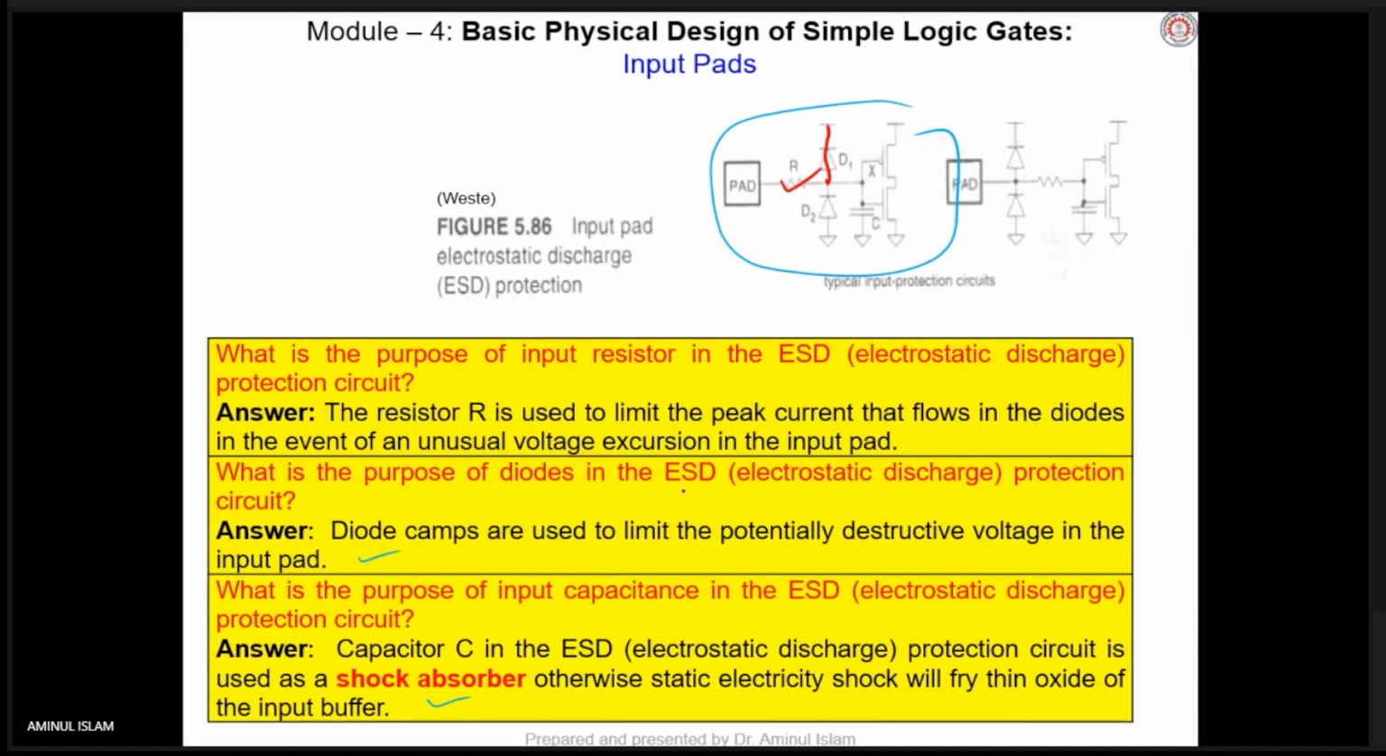Then what is the purpose of the ESD protection circuit diodes? Diode purpose, you understand now. What is the purpose of input capacitance? This capacitance here, the input capacitance, absorbs the shocks, the initial shock. If some excess current is trying to come, it will be absorbed by this capacitance. It will be charged rather. All the load will not come on the oxide capacitance of the MOSFETs.